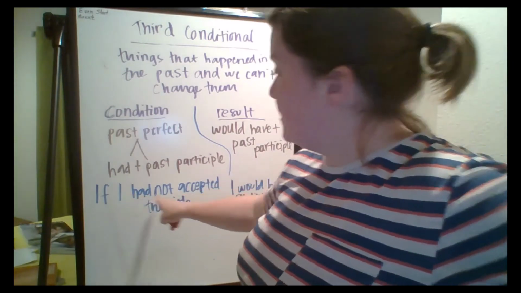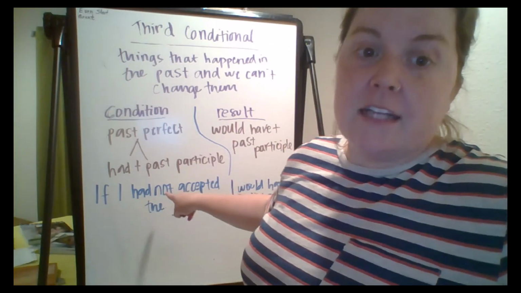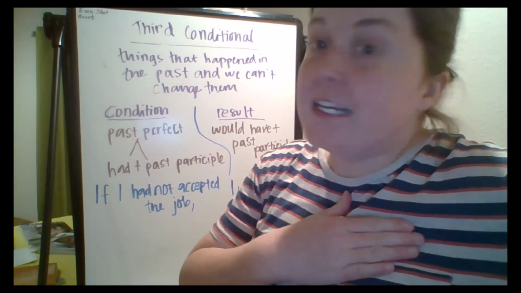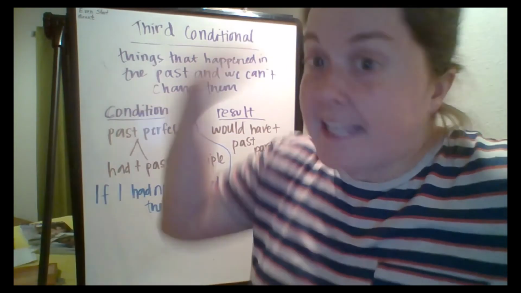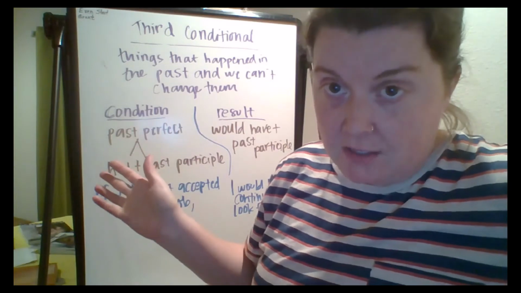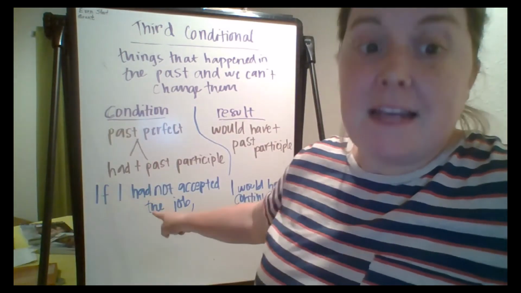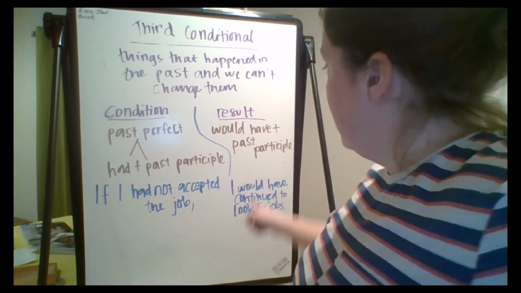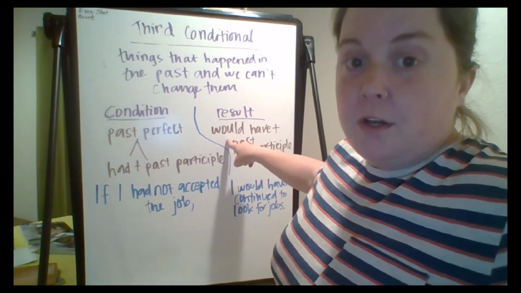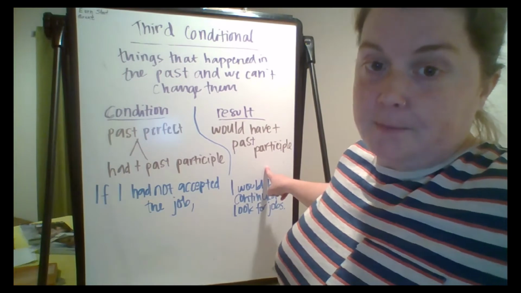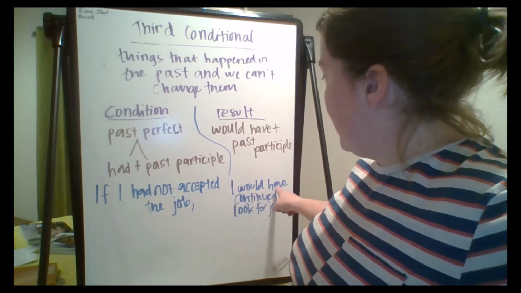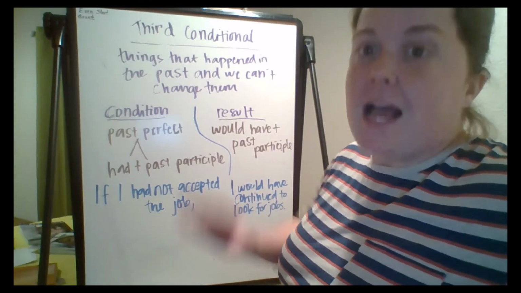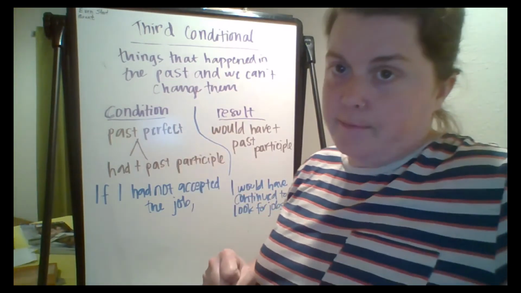So if I had, this one is negative, so I put the not in there. If I had not accepted the job, so I'm talking about my Richardson ISD job. If I had not accepted the job, I did accept it, right? I can't go back 3 years ago and change that decision. I already made the decision, it's finished. But now I'm thinking, it's like a dream. If I had not accepted the job, then the result is would, have, and then the past participle again. Okay, so I would have continued. Here's the past participle: continued to look for a job. I would have continued to look for a job.